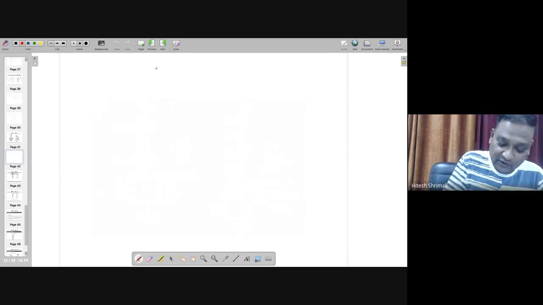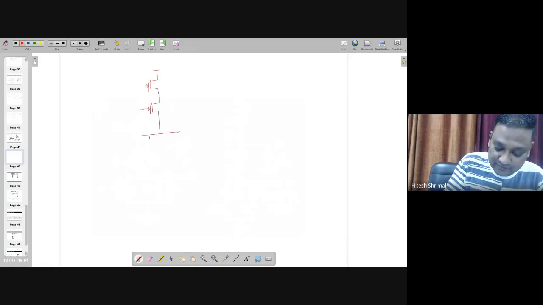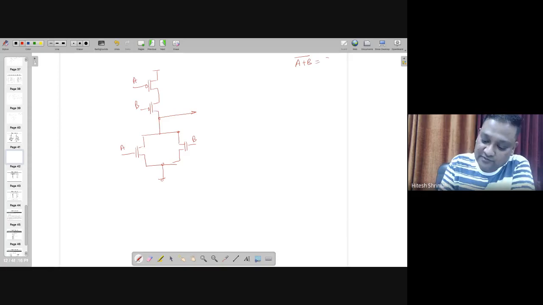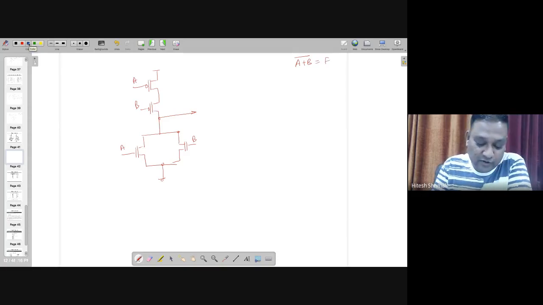So I can redraw this. For your better understanding, we can redraw this over here. So here it's A, here it's B, here it's A, here it's B. It's a NOR gate, hence A or B with the complement of that. That is the function. So we have to understand that we have spent lots of time on the inverter, and the inverter is the standard circuit which we are going to consider, and with that, we are going to design other combinational logic or any circuit which we want.